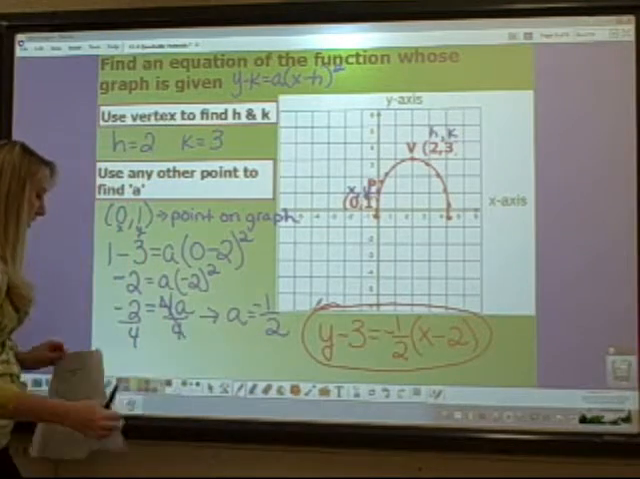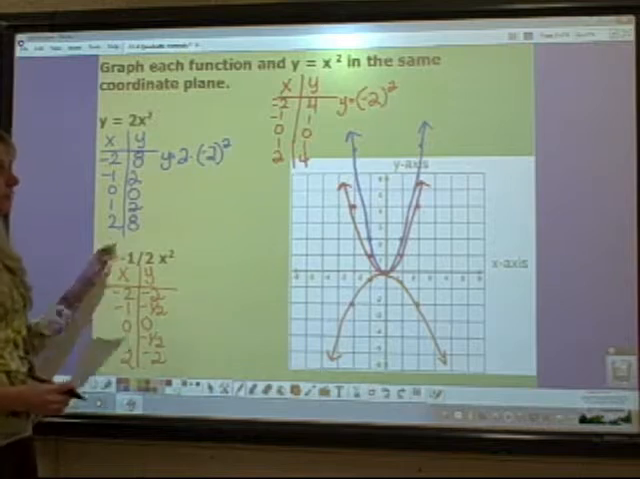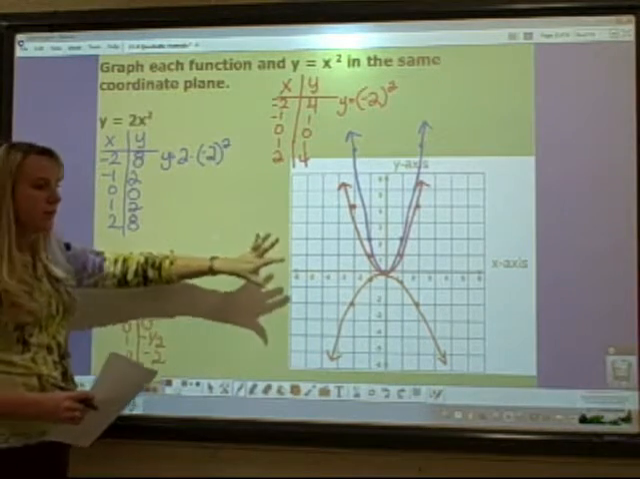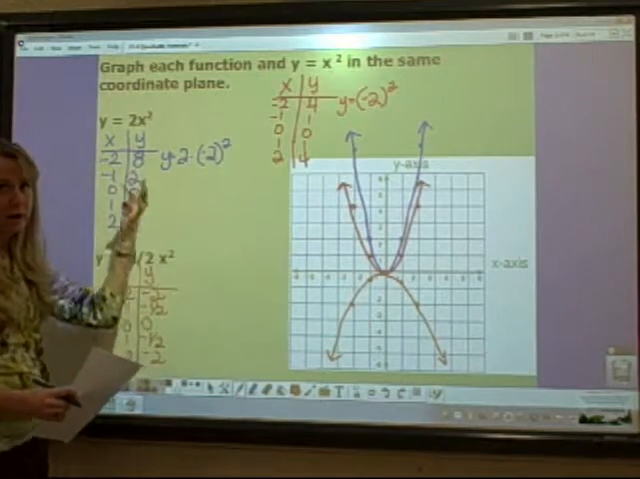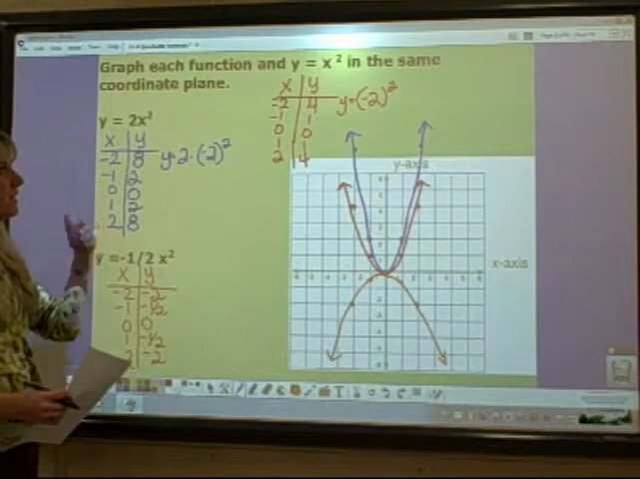So let's take a look at what we started off with. Just the basic XY table. These are in, just has a vertex at 0, 0 because there's no shifting to the X or the Y. There's no plus or minus on the X and no plus or minus on the Y. So we recognize some things.